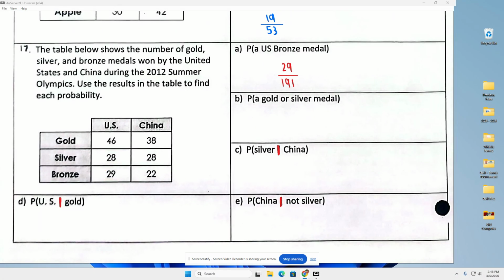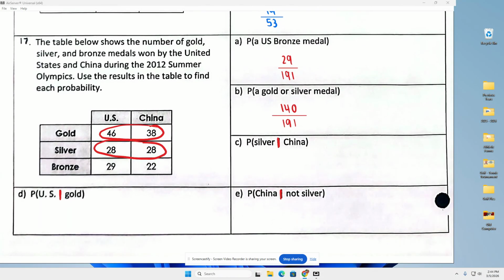Now the next one might be a little tricky for some of you guys. It says, what's the probability you won a gold or a silver? Well, aren't these all the gold and these all the silver? Then that's your top number. Again, remember, there's no given that, so this is out of everyone. So I'm still going to have 191 in the bottom. But for the top, those who won a gold or silver medal are all of those. So grab your calculator, 46 plus 38 plus 28 plus 28 is 140. Check and see if 140 over 191 reduces. I'm pretty sure it does not.